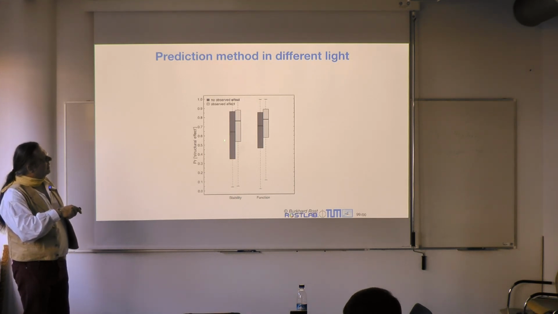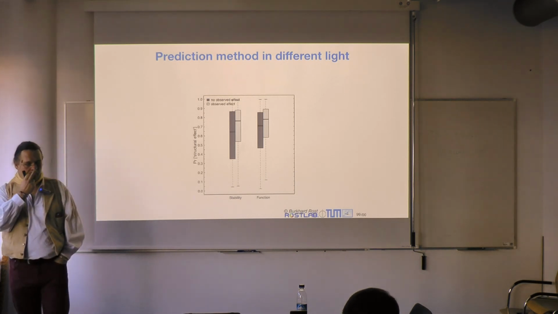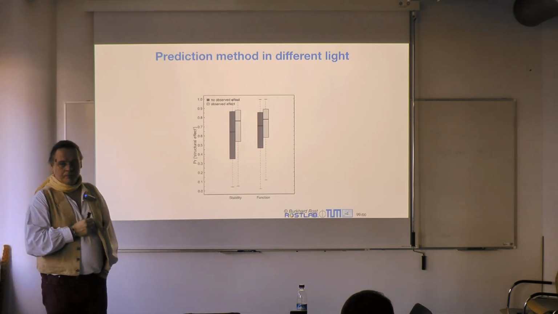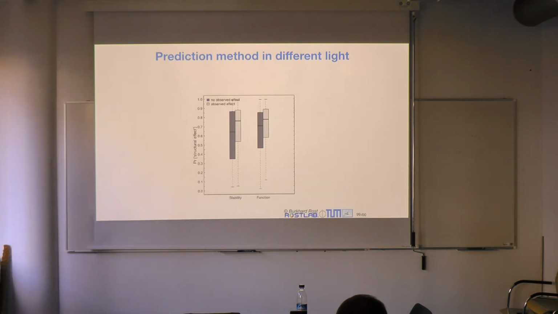In dark gray, no observed effect. Light gray, observed effect. Does our method capture the reality? It's very, very complicated because there's so much overlap. It's the example where you cannot really find a threshold that is safe. You have almost entirely overlapping distributions.